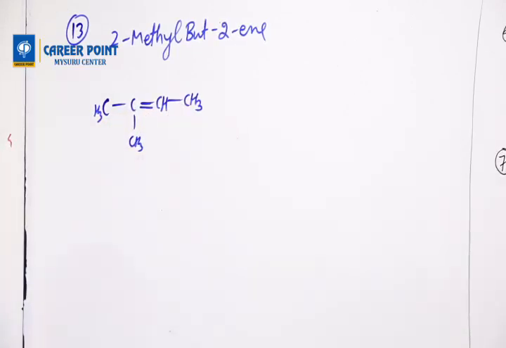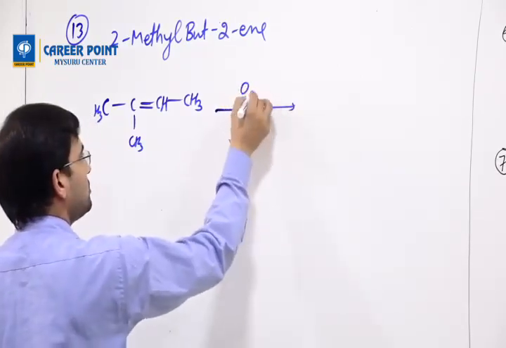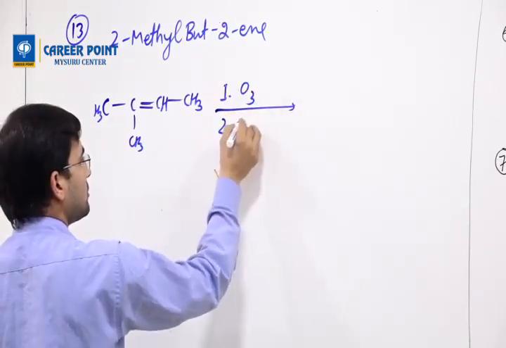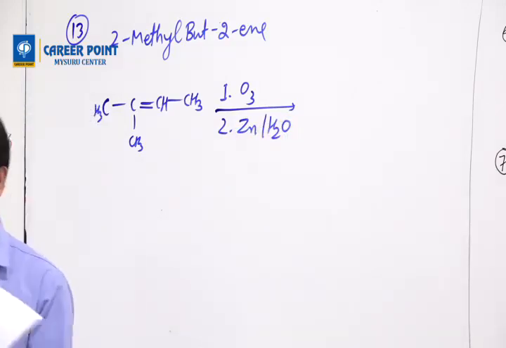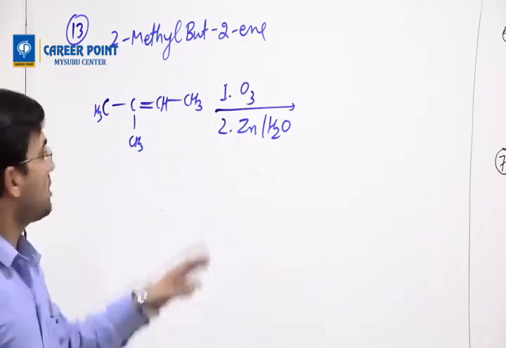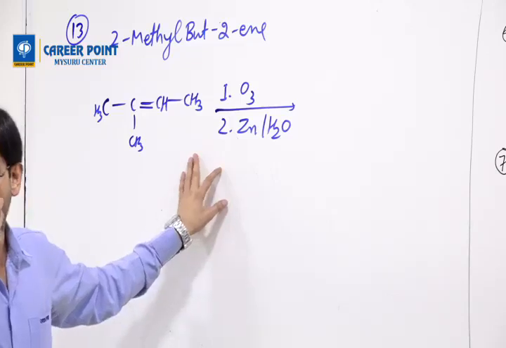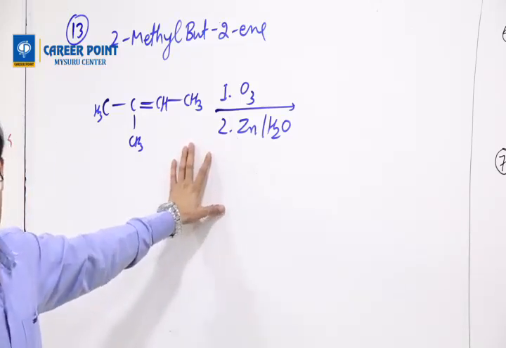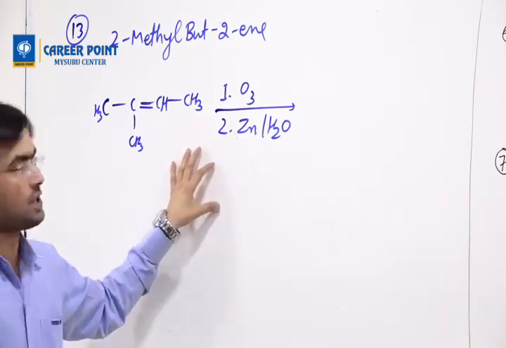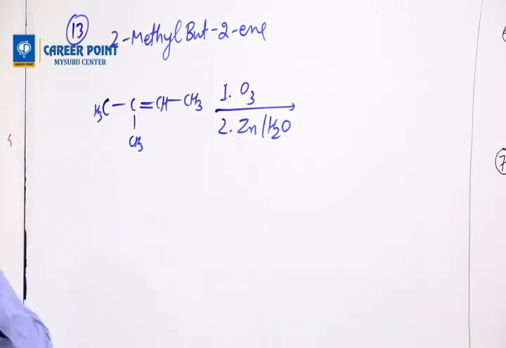Now when you do ozonolysis of this, how do we write the product? Tell me, all people. What do I have to do to write this product? All people, please comment fast. How do I write the product for this? What is the concept? What is the logic? Tell me.